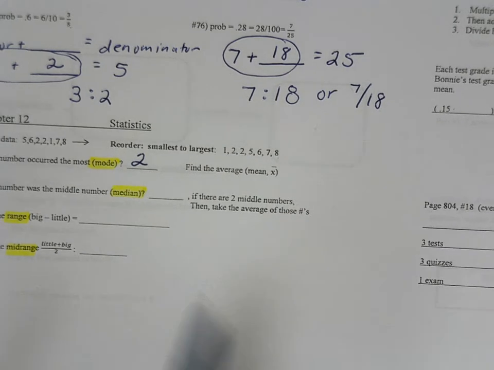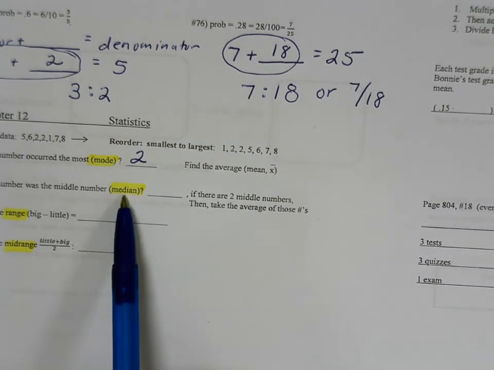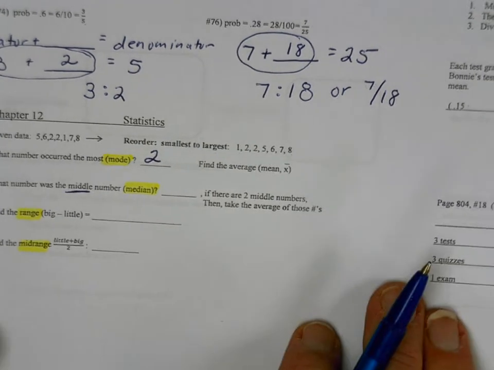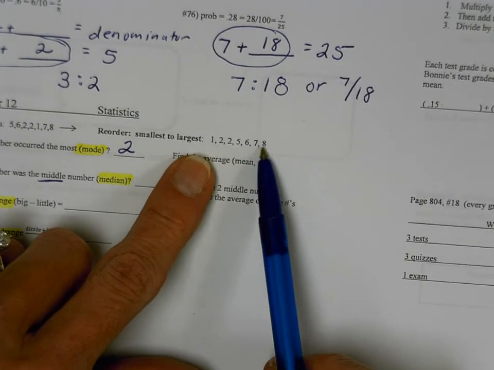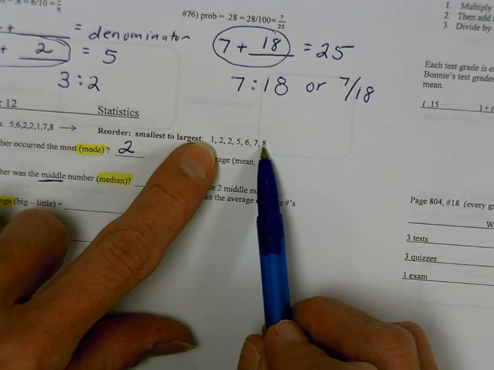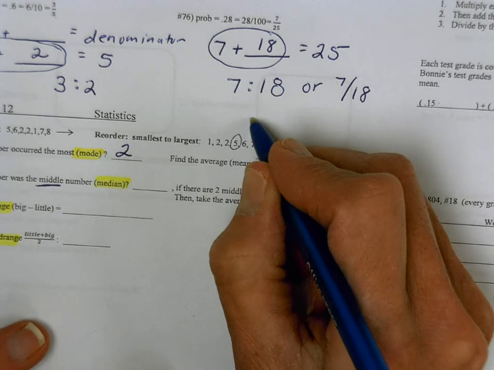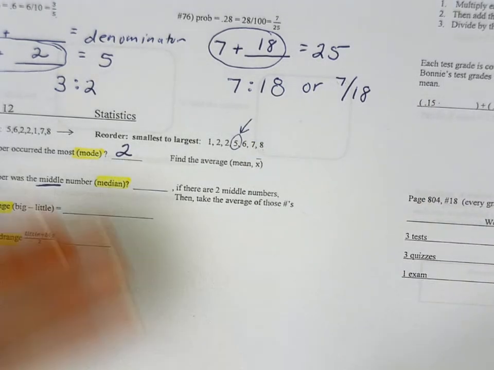The next word we're going to look at is median. The median is your middle number. So let's look at our list here. Our middle number is a 5.